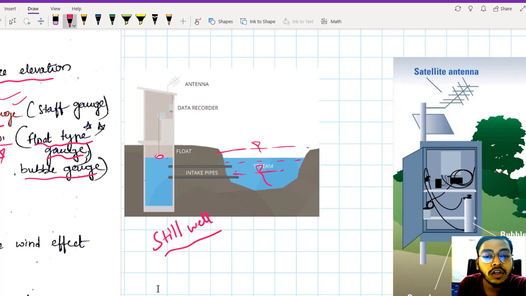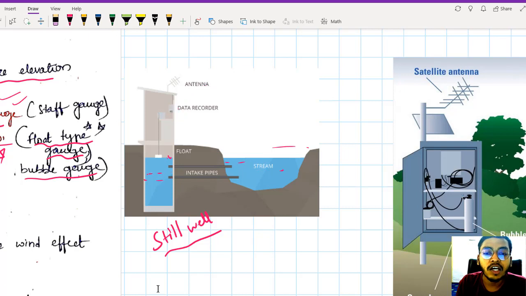What will happen to this float? Float again it will come down because here also the water level will be falling. Again the float is coming down. If the float is coming down, again it will be recorded in your data recorder and you will be receiving the data that the water level in the stream has been reduced to so and so units. Okay, things are clear, right? So this is about float type gauge.